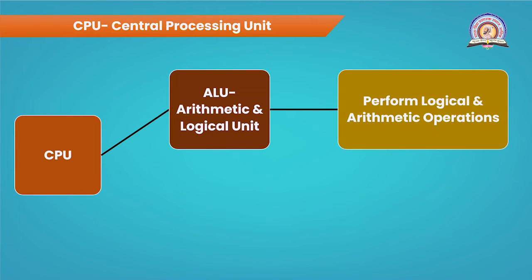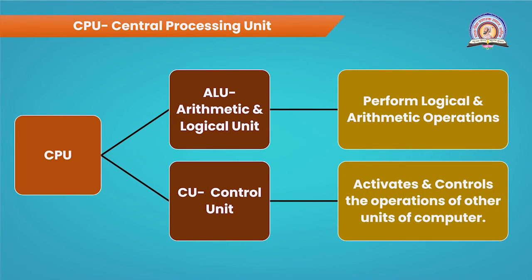Now the most important part of the computer is the CPU, that is central processing unit. It is the brain of the computer system. Without the CPU, no calculation or functioning can be performed. Again, that CPU is divided into two components, that is ALU, arithmetic and logic unit, and CU, that is control unit. Now this arithmetic logic unit performs all the arithmetic and logical operations.